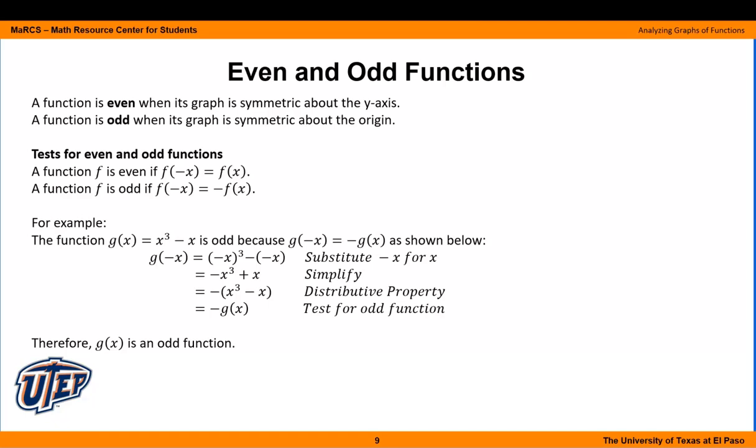For example, we are given g of x is equal to x cubed minus x. Now test. g of negative x is equal to negative x cubed minus negative x, which is equal to negative x cubed plus x. We factor out the negative. That means we get negative, open parentheses, x cubed minus x. So g of negative x is equal to negative g of x. Therefore, this is an odd function.